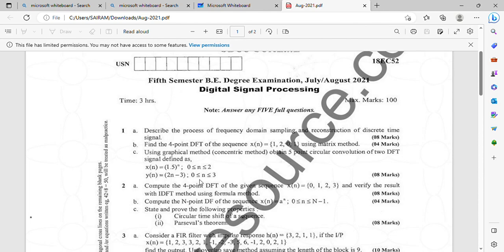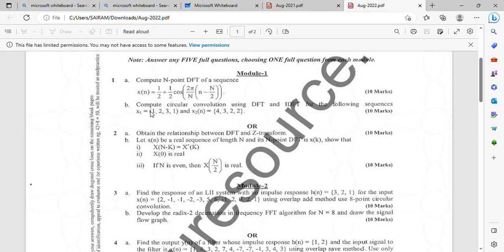You see here, and in the other question paper, this is circular convolution using the DFT and IDFT method. This is not the concentric circle method. It is asked to compute circular convolution, but to find it using DFT and IDFT, in the sense that you have to make use of the DFT and IDFT methodology. So this is not the one.